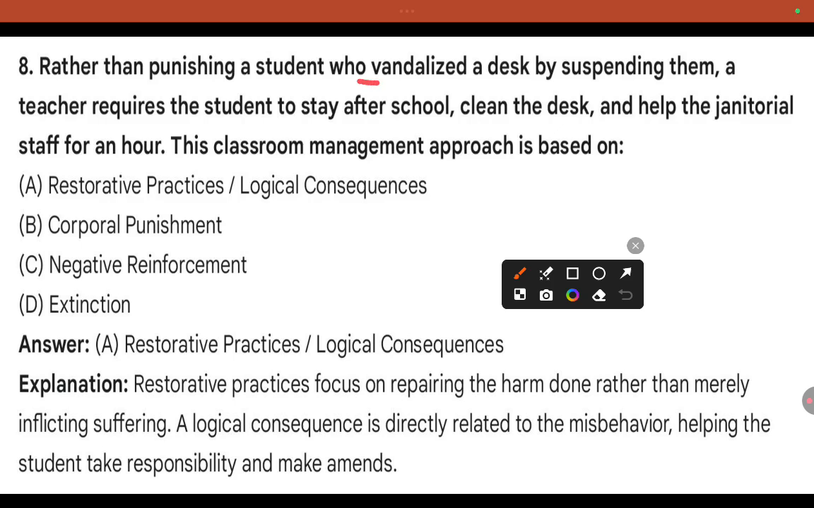Rather than punishing a student who vandalized a desk by suspending them, a teacher requires the student to stay after school, clean the desk, and help the janitorial staff for an hour. This classroom management is based on what? Restorative practice, corporal punishment, negative reinforcement, extinction. So that is about restorative practices, logical consequence.